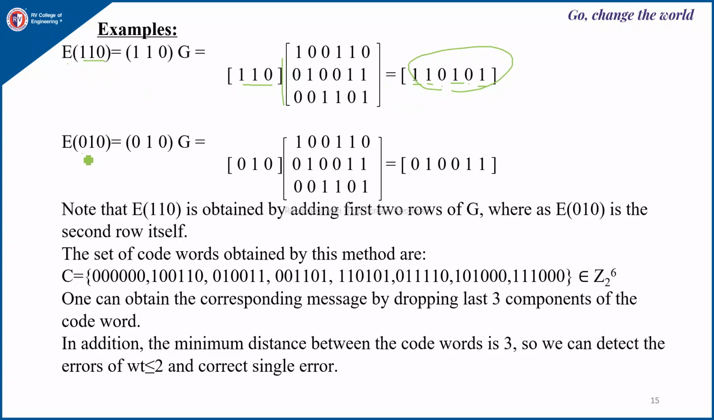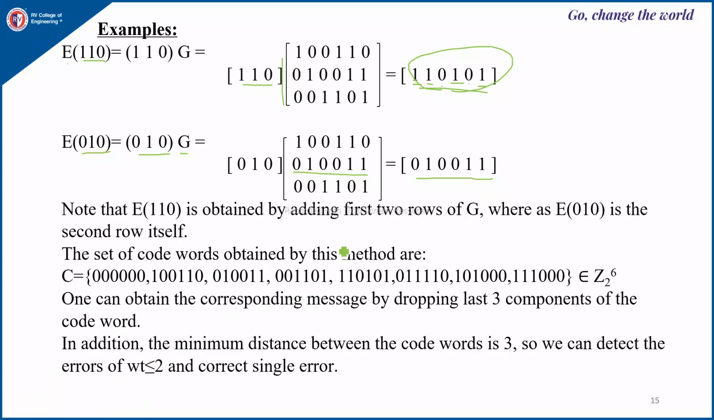Likewise, for 101, it is obtained by multiplying 101 by G. Note that E of 110 is obtained by adding the first two rows of G. So the encoding of 110 is obtained by adding the first two rows, that is 0 plus 1, 1 plus 0 is 1, 1 plus 0 is 1, 0 plus 1 is 1, 0 plus 0 is 0, 1 plus 0 is 1, 1 plus 1 is 0, 0 plus 1 is 1. Next, you can observe that the encoding of 010 is the second row itself.